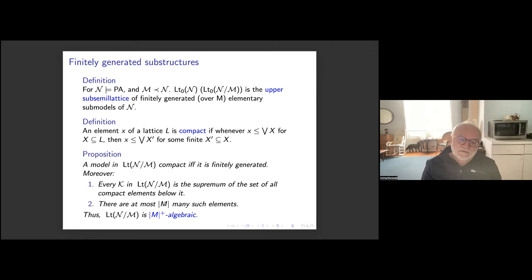So if one wants to represent a general lattice as an elementary substructure lattice, it must have these properties. It has to be M plus algebraic for some M. And in particular, if you want it to be of the form lattice of all elementary substructures of a countable model, it has to be Aleph one algebraic, because every compact element has only countably many compact elements below it.